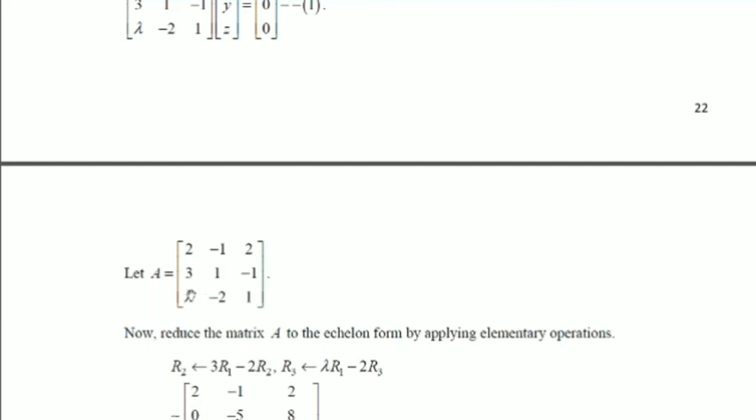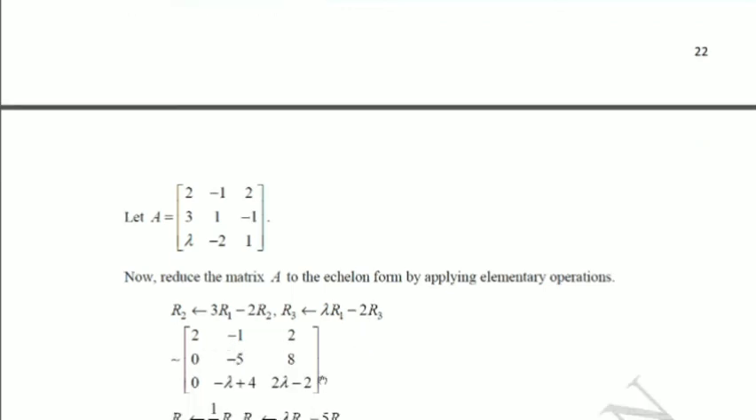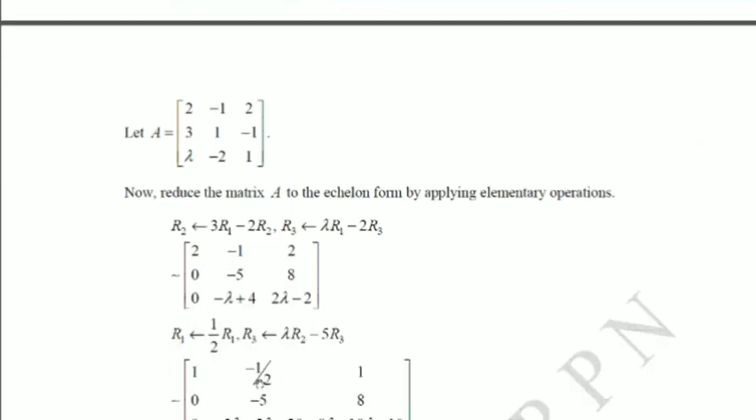Now here I'm having lambda. So I'll multiply the first row by lambda. So 2 into lambda will be 2 lambda. And I'll multiply this by 2. 2 into lambda will be 2 lambda. 2 lambda minus 2 lambda is 0. That's why I have multiplied the first row by lambda. Lambda into 2 is 2 lambda, minus third row into 2, 2 lambda. 2 lambda minus 2 lambda gives you 0. So that's how you have to use it.